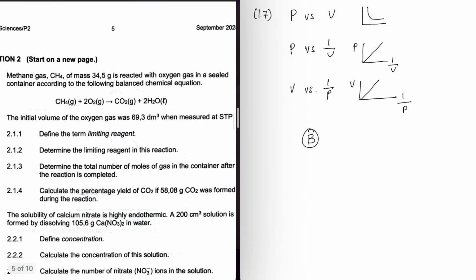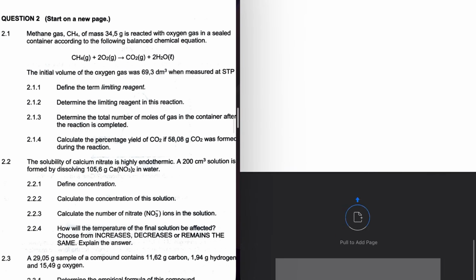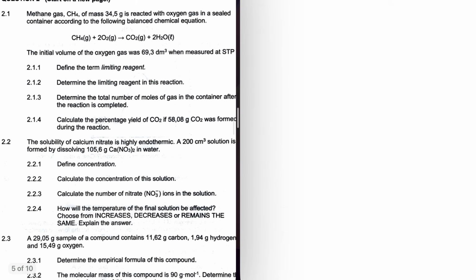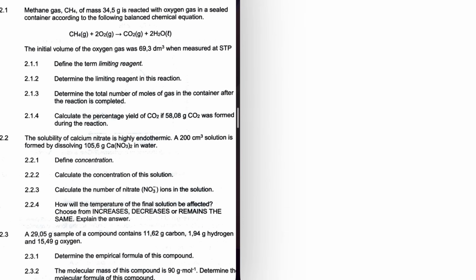All right. Now let's move on to question number 2. Methane gas CH4 of mass 34.5 grams is reacted with oxygen in a sealed container. The initial volume of the oxygen was 69.3 dm cubed when measured at STP. So define the term limiting reagent, we'll leave that out. 2.1.2, determine the limiting reagent in this reaction.